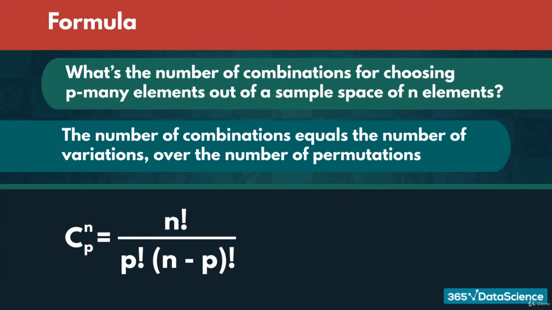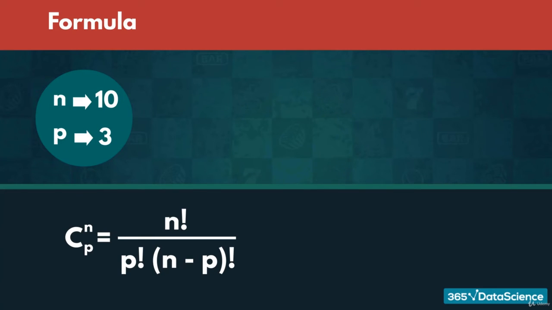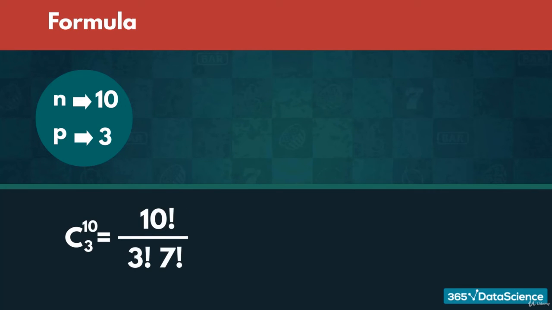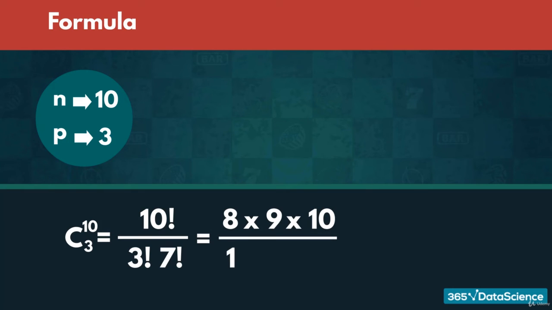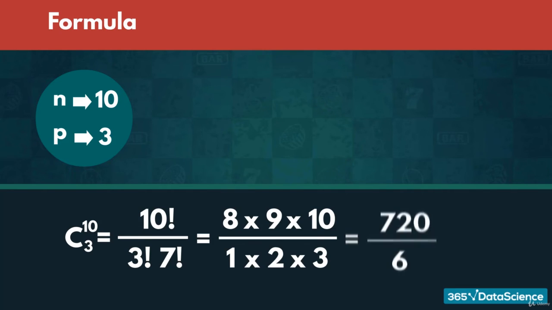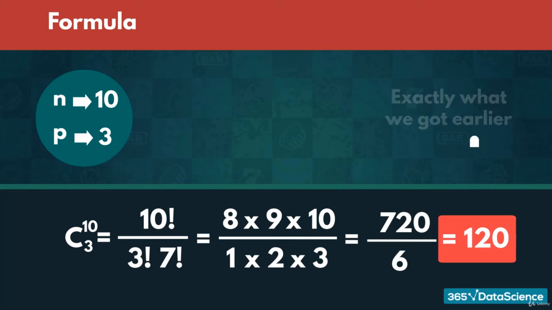Let's apply the formula to our example. The number of combinations equals 10 factorial over 3 factorial times 7 factorial. After simplifying, we get 8 times 9 times 10 over 1 times 2 times 3. This is equal to 720 over 6, which is 120. Exactly what we got earlier.